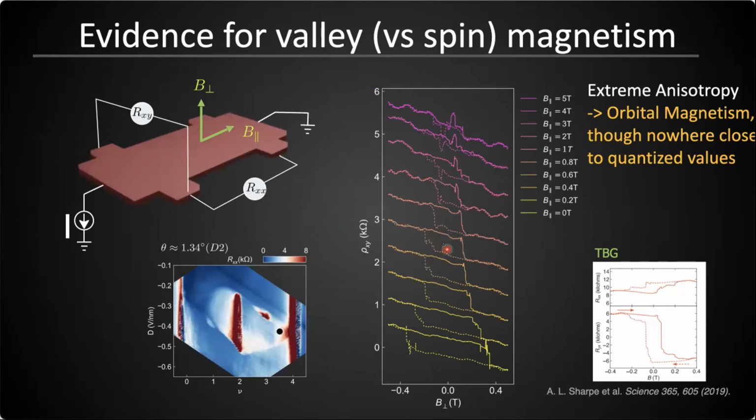I'm going to go through the rest of this very quickly since I lost a lot of time with my IT. If you compare the in-plane and out-of-plane field dependence of these hysteresis loops, there's an enormous anisotropy. In-plane field does almost nothing; the hysteresis is entirely generated by out-of-plane field. That tells you this must not be spin magnetization, which would be more or less isotropic. It must be orbital. And so that tells you that it's valley polarization within this last corner here.